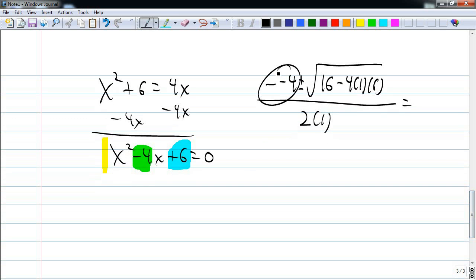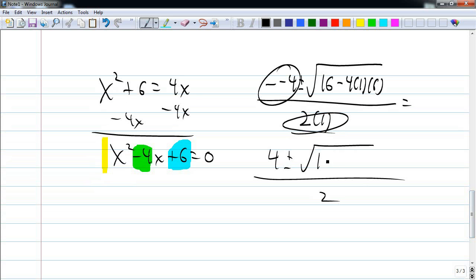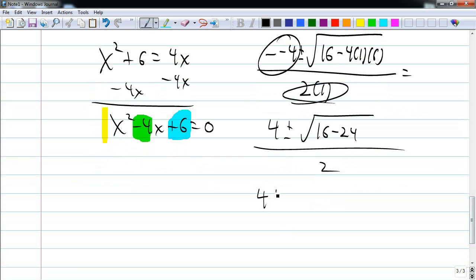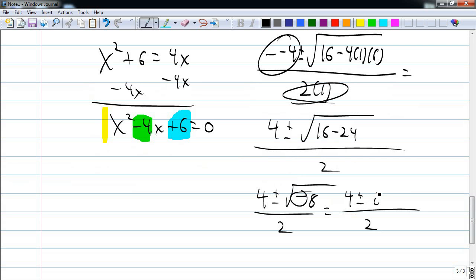Simplifying this gives me positive 4. Simplifying this gives me 2. And the discriminant is 16 minus 24. So I'm going to get 4 plus or minus the square root of negative 8 over 2. This answer is going to be imaginary. The negative comes out as i. The 8 is 2 times 2 times 2. I can take 2 of these 2's out of the radical. So 2i square root of 2.